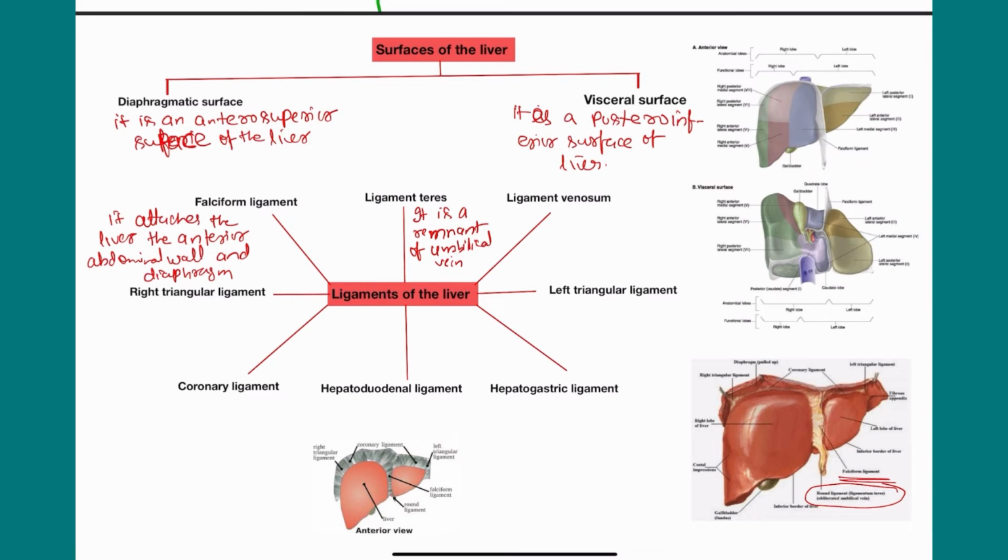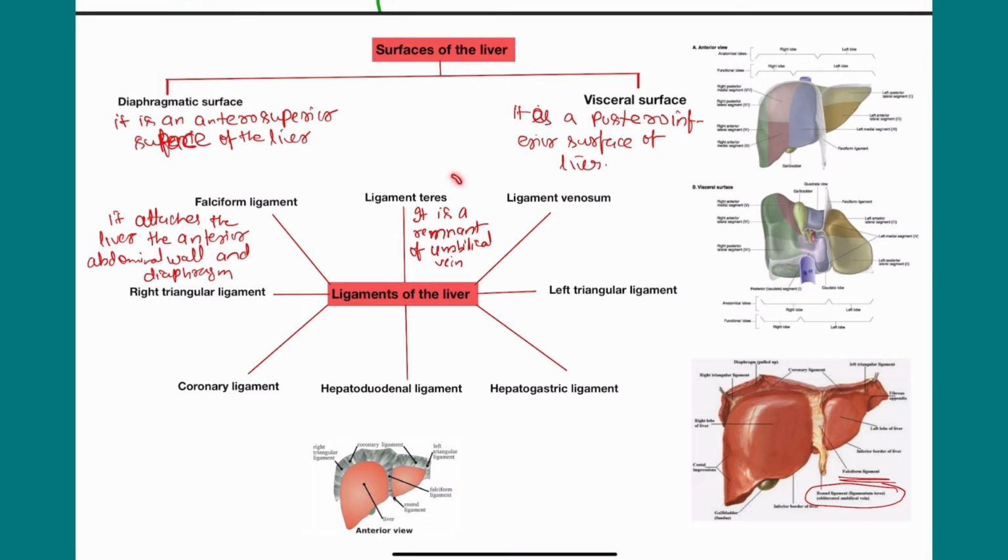And ligamentum venosum. Here is the ligamentum venosum. It is not visible here, but in the previous diagram I already showed you where the ligamentum venosum is present. It is also a remnant of the ductus venosum. You all know that in the embryo the ductus venosum is present, and after birth it converts into the ligamentum venosum.